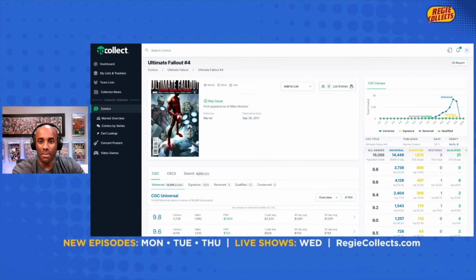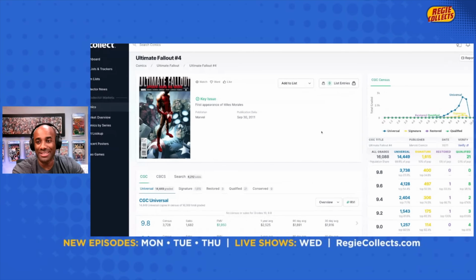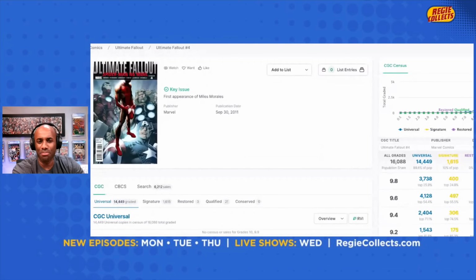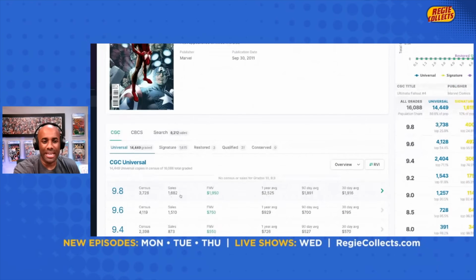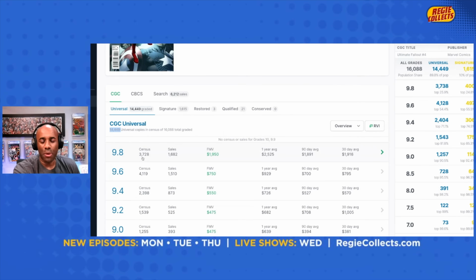Ultimate Fallout issue number 4, first appearance of Miles Morales. I do not have a 9.8 of this. I think I have a 9.6, which is more than fine for me. But when you look at this one, what we see is that there are 14,449 universal blue labels out there. And when you look at the census count, 3,700 of them happen to be a 9.8 and 4,100 happen to be a 9.6. And you can see, again, a value delta that exists between those two.